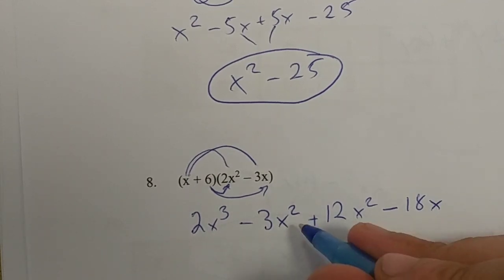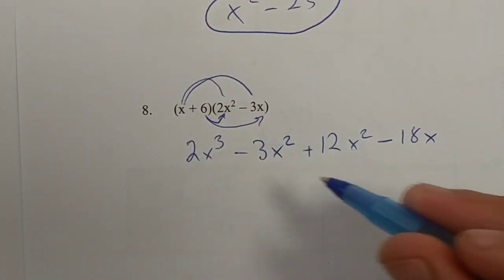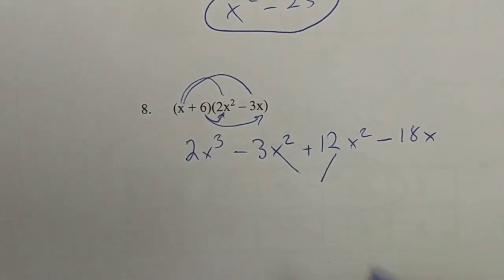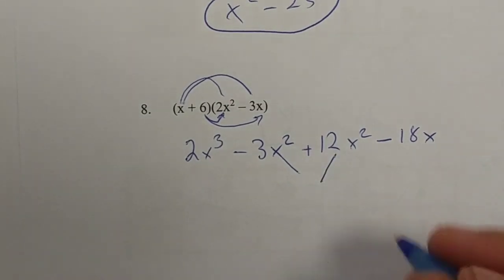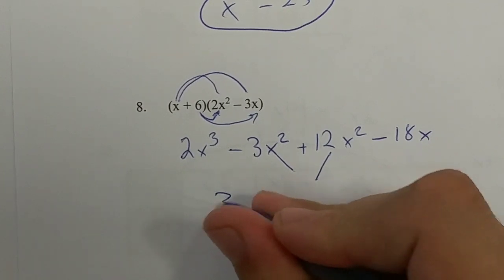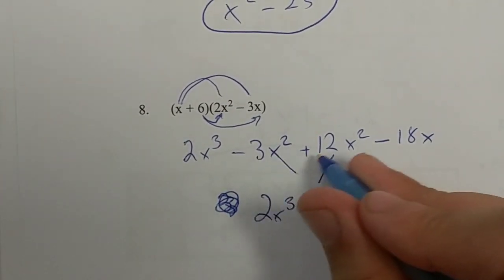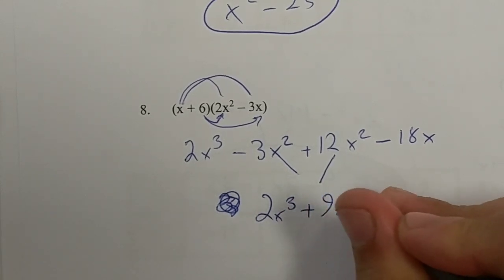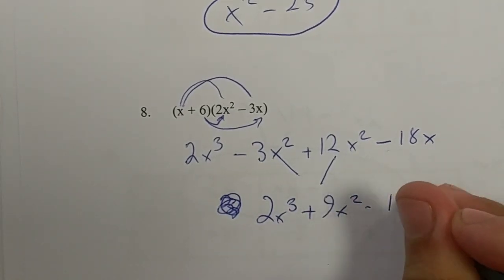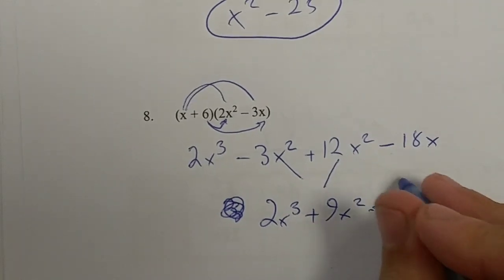Hey, I see we could combine like terms actually. So negative 3x squared and 12x squared is going to be: 2x cubed. Negative 3 plus 12 is plus 9x squared minus 18x.